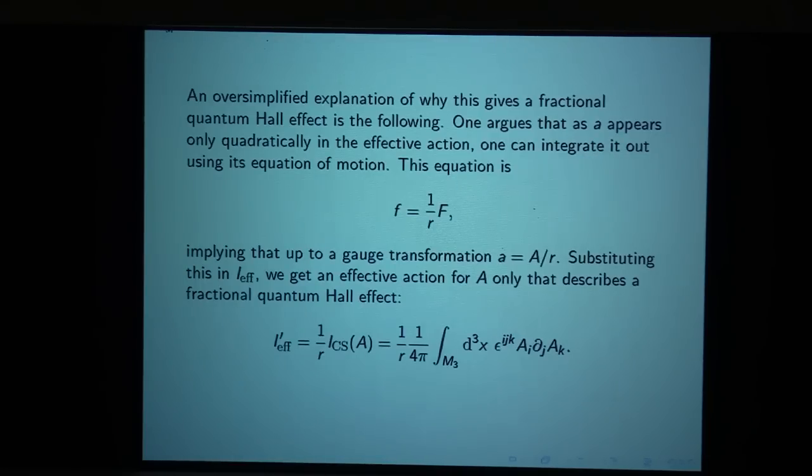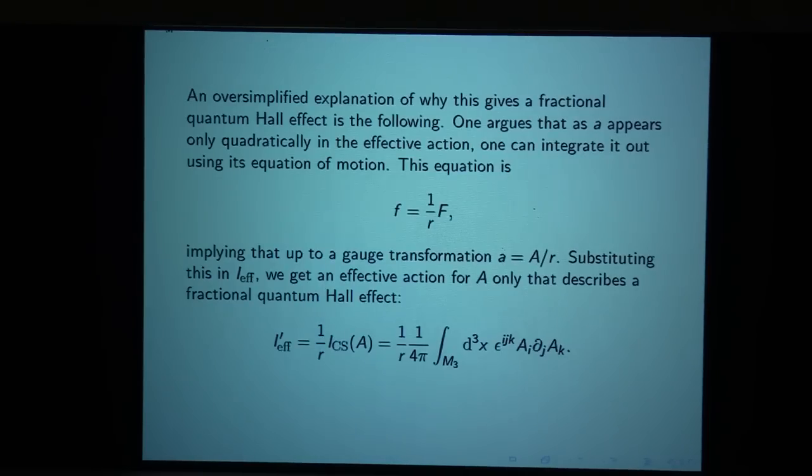So up to a gauge transformation, little a is just big A over r, where r was the integer in the action. If you substitute this in I effective, you get an effective action for A only that describes a fractional quantum Hall effect. The action is just Chern-Simons of A with a coefficient of 1 over r.